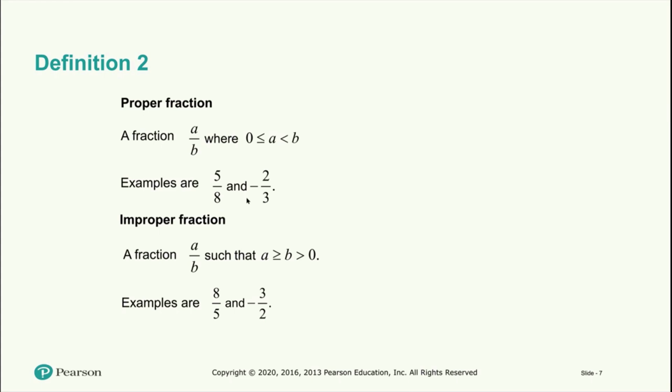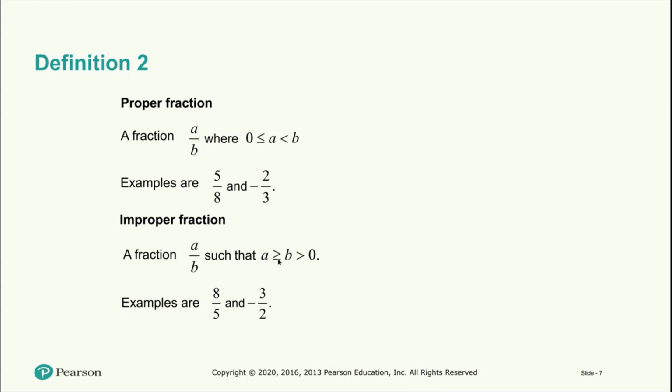Now, here, of course, we're given an example of a proper fraction, but in this case, we've used negative. So this is actually contradicting the fact that 0 is less than or equal to a, but it's not incorrect. It's just that this stipulation shouldn't have been made in this diagram.